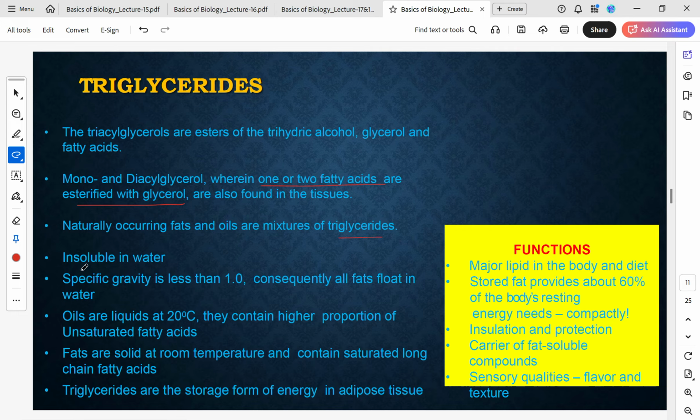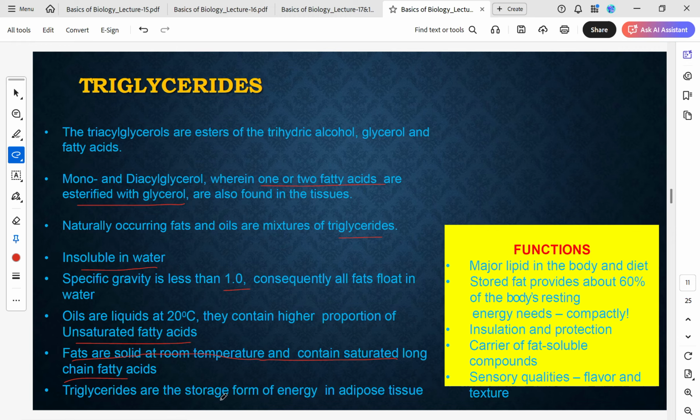These triglycerides are insoluble in water and have a specific gravity of less than 1. 1 is the specific gravity of water. Therefore, all of the fats float in water. Oils are liquids at 20 degrees. They contain a higher proportion of unsaturated fatty acids. Fats are solid at room temperature and contain saturated long chain fatty acids.